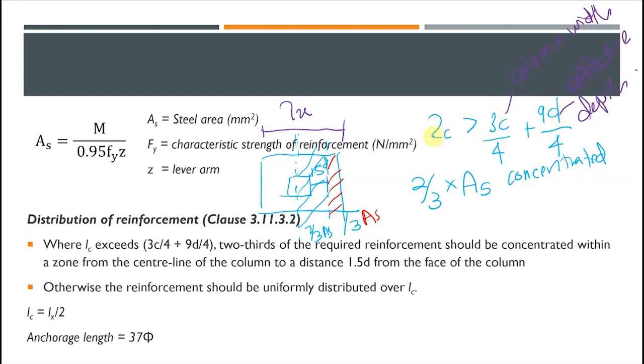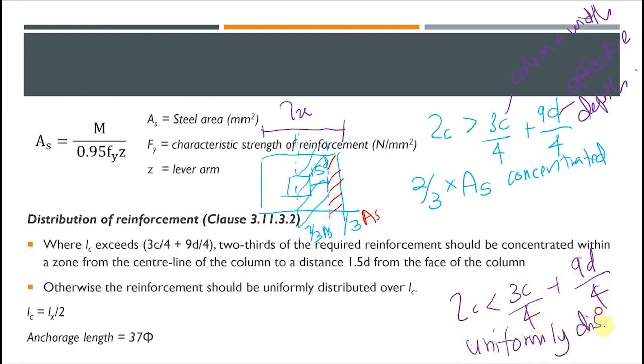If the value of LC, you divide by 2, say 3,000. 3,000 divided by 2, you get 1,500. If it is larger than the value you calculate here, you will have to design it like this. However, if LC is less than 3C over 4 plus 9D over 4, it means that it will be uniformly distributed. None is concentrated, your AS will be uniformly distributed over all areas of your foundation.